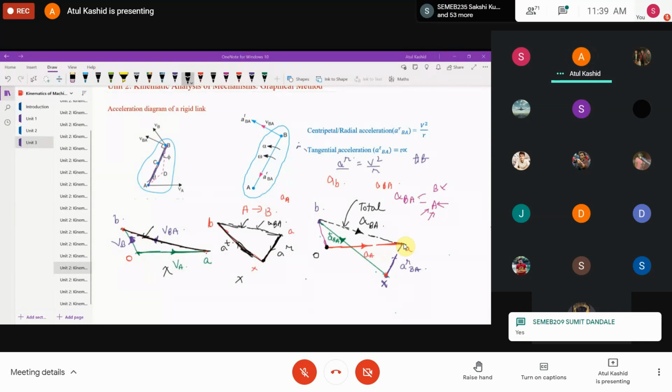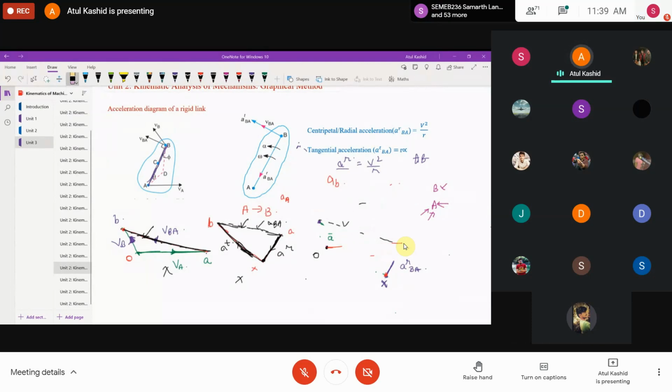Yes? Kindly reply in the chat box whether the acceleration diagram is clear to everybody. Okay, only one reply. What about others?